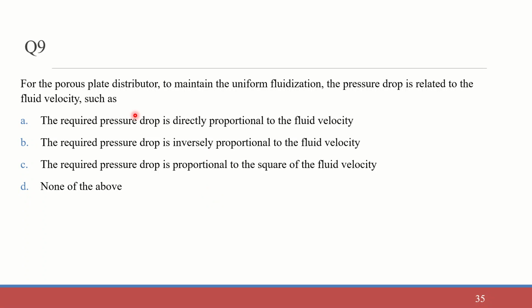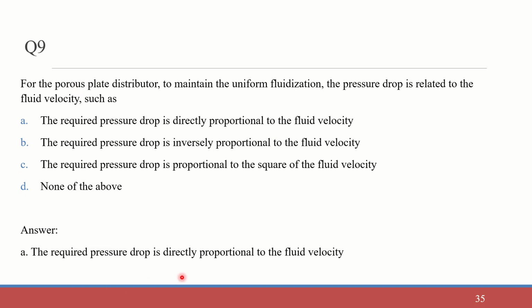Here you should be very conscious of what type of distributor the question is about. To maintain uniform fluidization, pressure drop is related to fluid velocity. Delta P_D is in some way related to fluid velocity. That we know, but the relation is different for porous plate distributor and for perforated plate distributor. For example, in the porous plate distributor, as in this question, the pressure drop delta P is proportional to U naught. So the answer is option A.